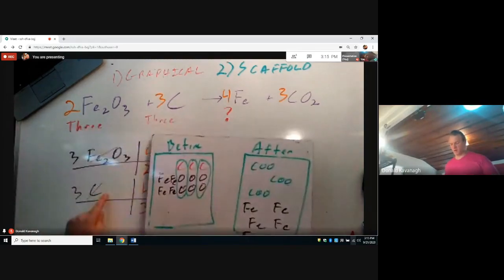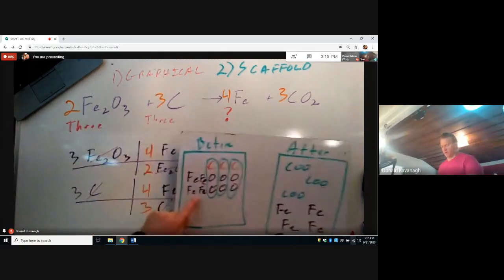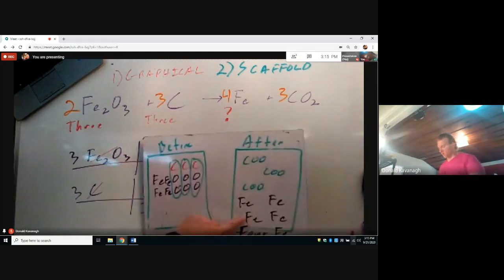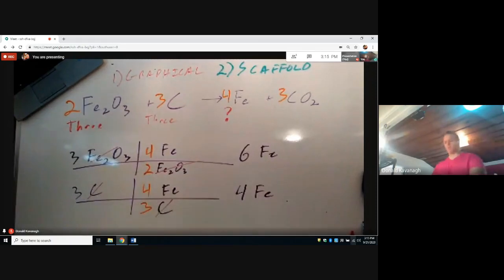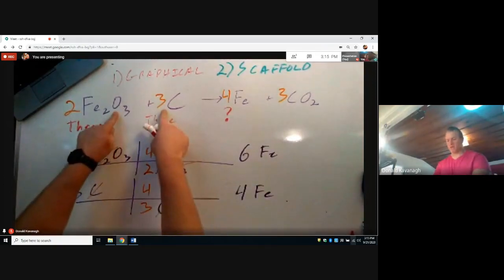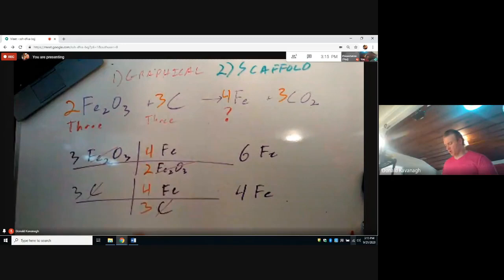3 equivalents of carbon liberated 4 equivalents of iron. When considering both of the reactants, bread and meat, the lowest answer is the correct answer.